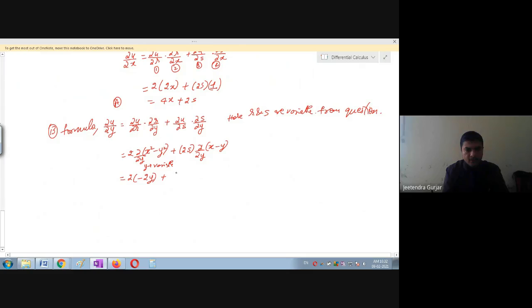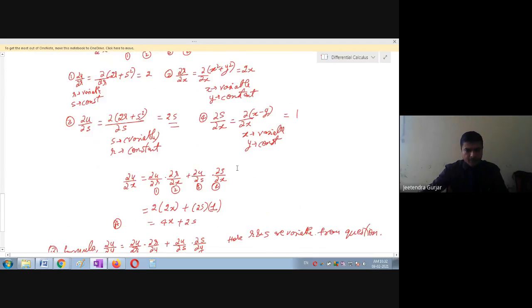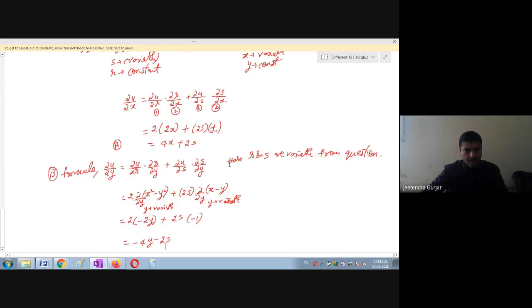Is it clear? So here 2s remains as it is. Here you can see y is again the variable. Friends, if y is variable, please see x is constant. Therefore, the derivative we have is minus 1. Further you can simplify. This is equal to minus 4y minus 2s. But we don't have this in terms of y, and s is x minus y. That I will simplify later.